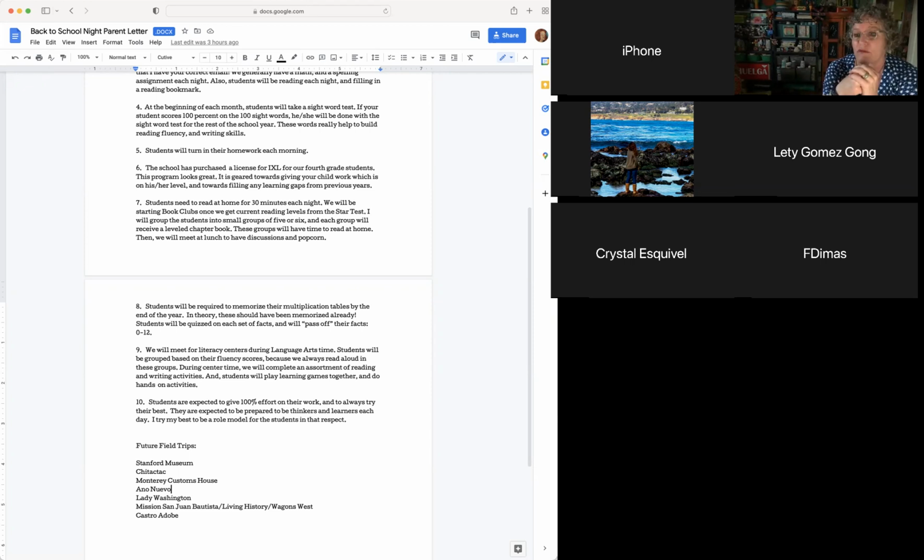We also do an activity, and hopefully I can sign up for it, called Wagons West. It's really fun. The kids get into little groups. They have a little tiny wagon, and then they have to buy all the supplies. They buy little supplies, and they have to pack their wagons, and they have money, and they have to figure out what they want to take with them.